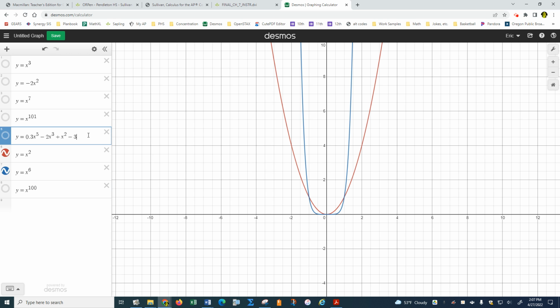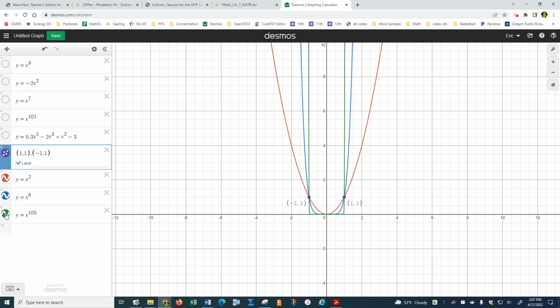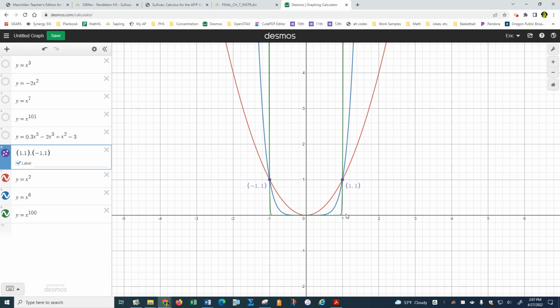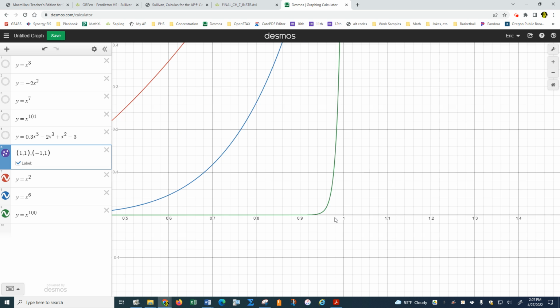Right? Let me show you something. If I put a point on here, the point 1, 1 and the point -1, 1, all of these curves are going to go through those points. It's just how square the base is going to be, right? So if I pick x to the 100th, it looks pretty square. It's not square. If I zoom in, you'll see that it really is curved, but it's just much more square. Okay, everybody get the idea?